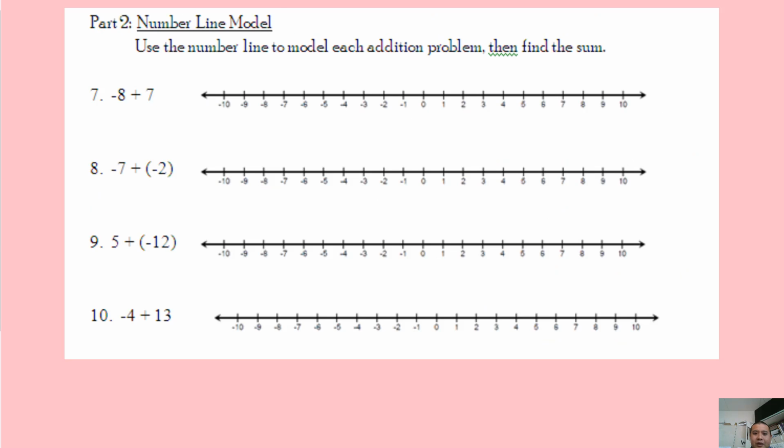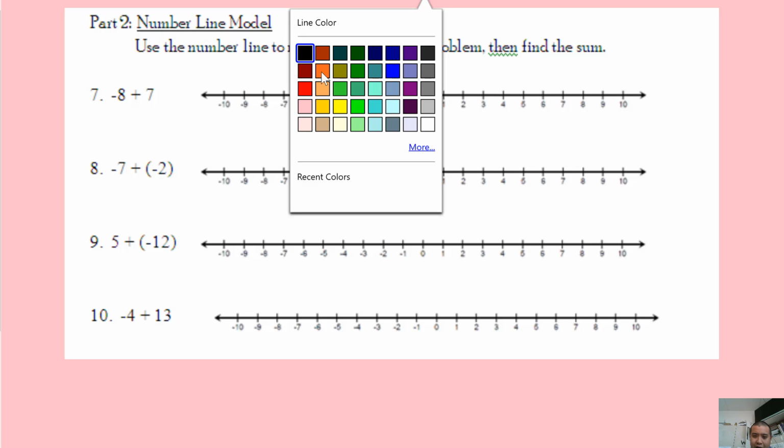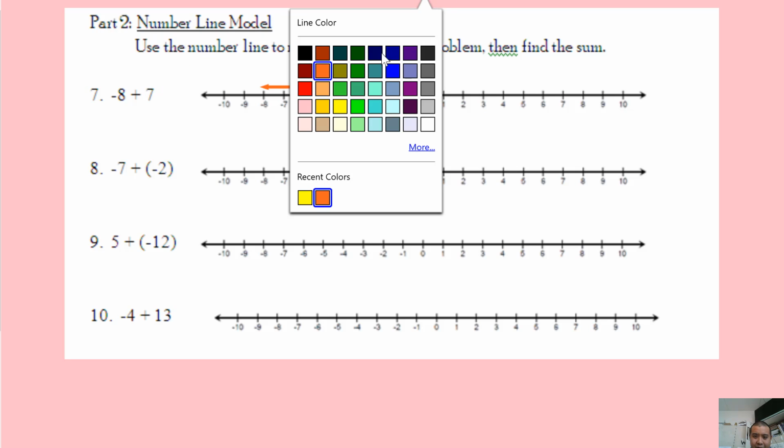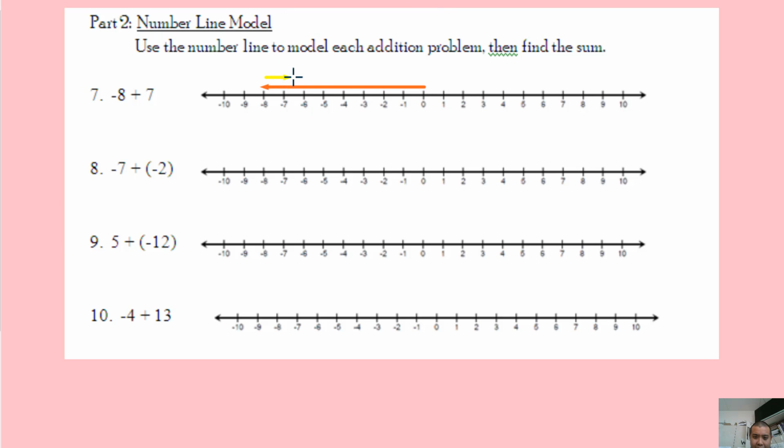We got number lines as well. And this one is fairly simple. Here we have, again, yellow for positives. Yellow for positive, yep. So we start at negative 8, so we're going to start with orange. And we're going to start from 0 and show that we're going down to negative 8. And then we have a plus 7. So that means we are going to use yellow because that was our positives. And start from negative 8 and go 7 spots to negative 1, giving us our final answer of negative 1.